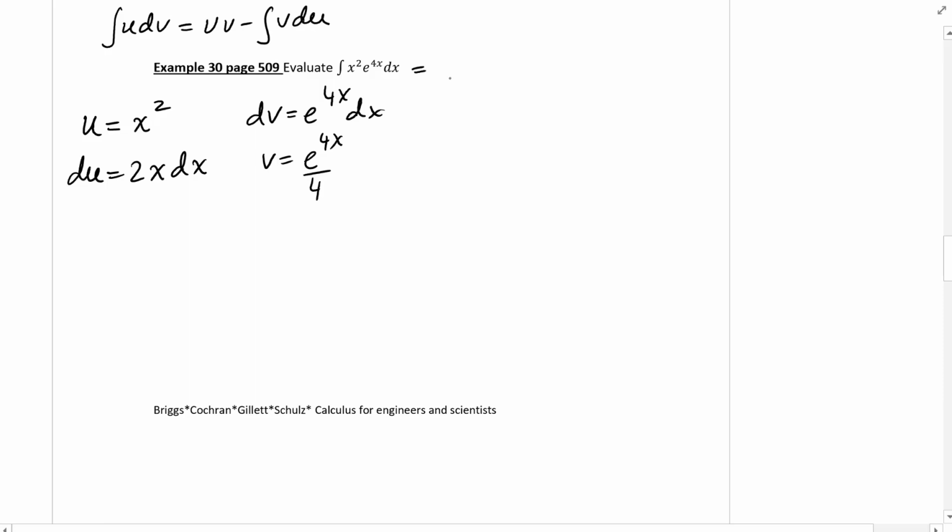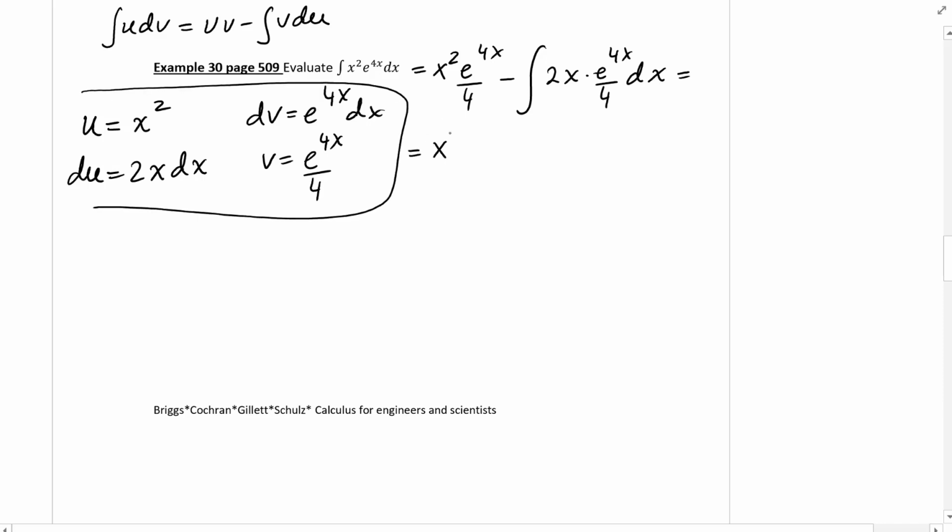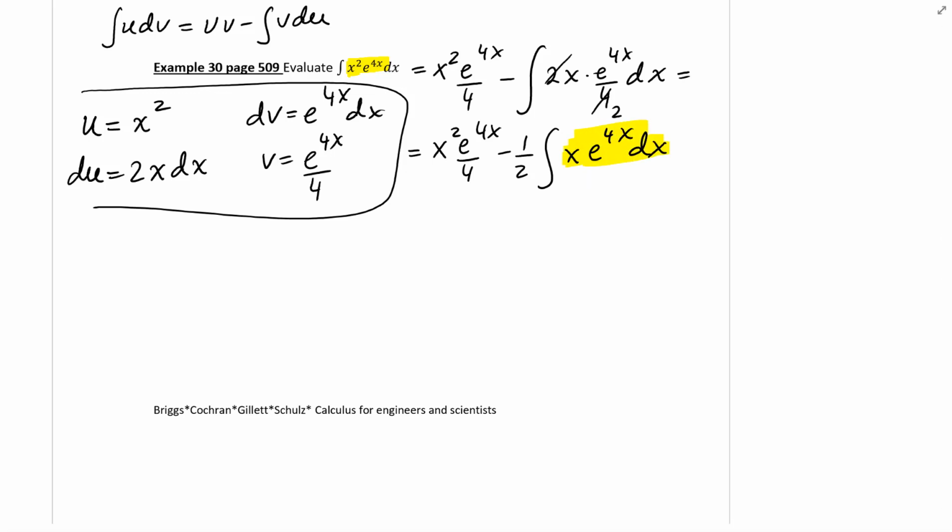So it's going to be x squared e to the 4x over 4 minus the integral of 2x times e to the 4x over 4 dx. Let me rearrange them. So it's going to be x squared e to the 4x over 4. 2 and 4 cancel, so I can put minus 1/2 the integral of x e to the 4x dx. So what happened? Our original problem was x squared, and now we have 1 power less. So our choice of u and v was perfect.